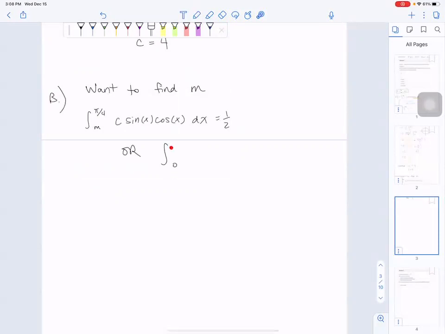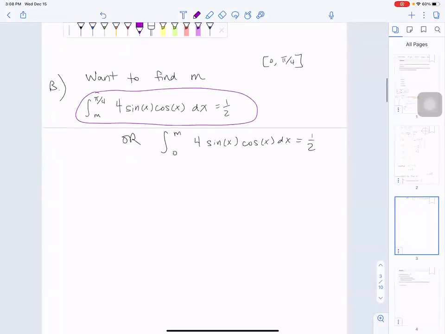But in this case, because our interval is only defined on 0 to pi over 4, that's why we're making this 0 our lower bound, to m of c, which now we know is the integral of 4 sine cosine dx equals 1/2. So we could do either one, it doesn't matter. I'm just going to do the first one. If you did the second one, you should still get the same answer anyway.